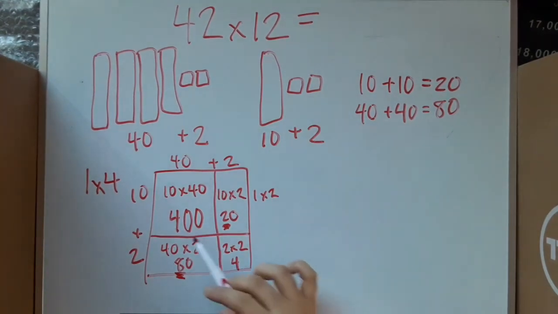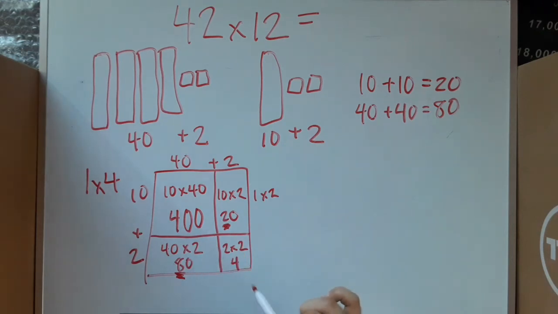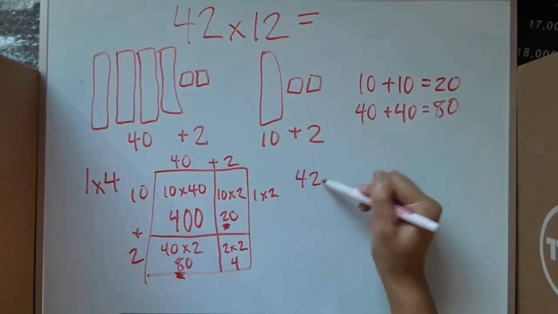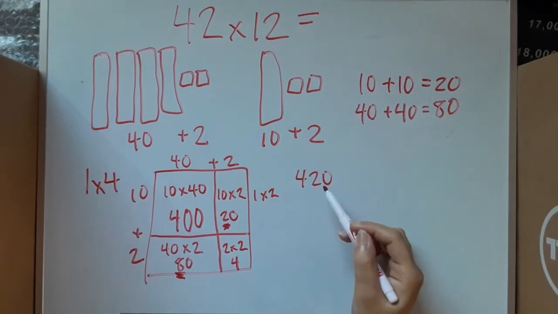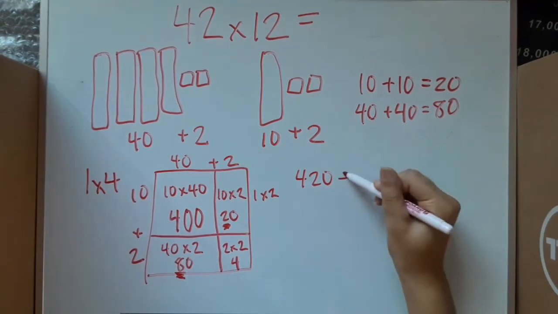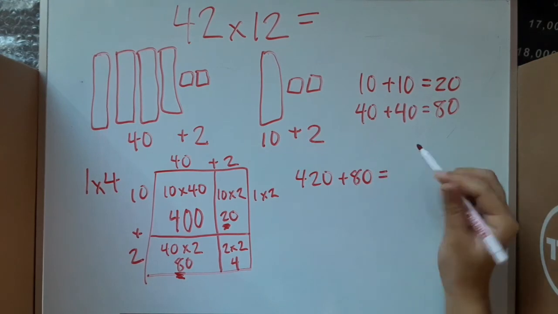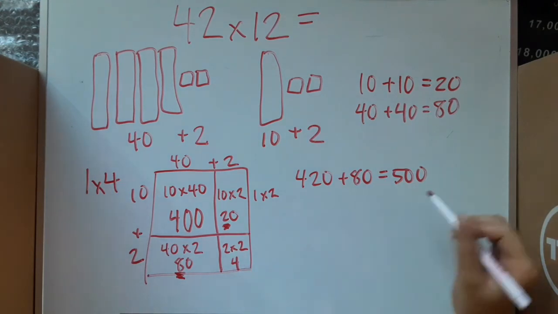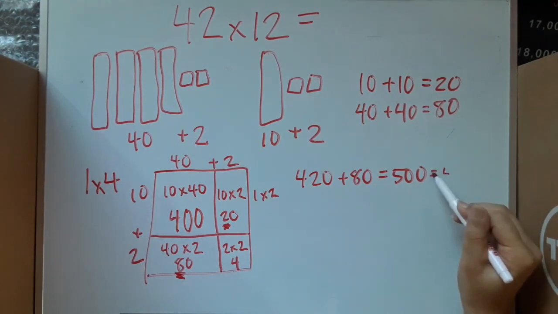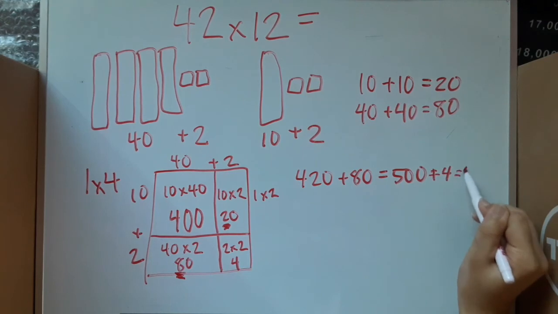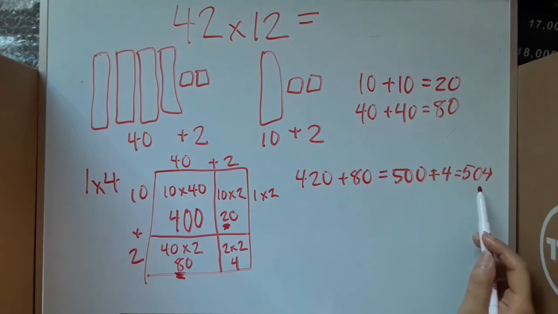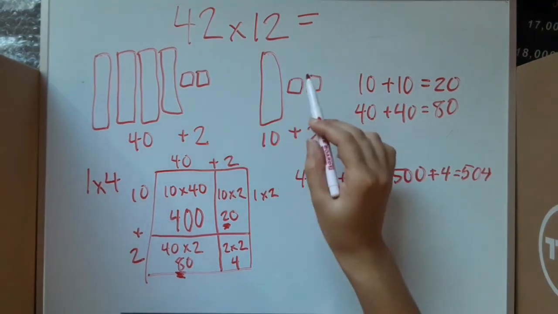Now that we have our answers for each of these boxes, we can add them up. 400 plus 20 is 420. 420 plus 80 equals 500. 500 plus 4 equals 504. And that's our answer to 42 times 12.